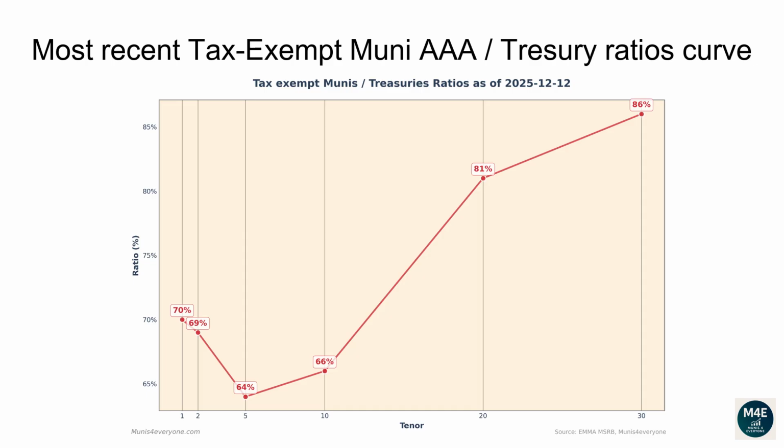In general, the closer to 100% a ratio is, the cheaper Muni bonds are. More on ratios at the end of the video. The current one-year ratio is 70%. The 2 years ratio is 69%. The 5 years ratio is 64%. The 10 years ratio is 66%. The 20 years ratio is 81%. The 30 years ratio is 86%.